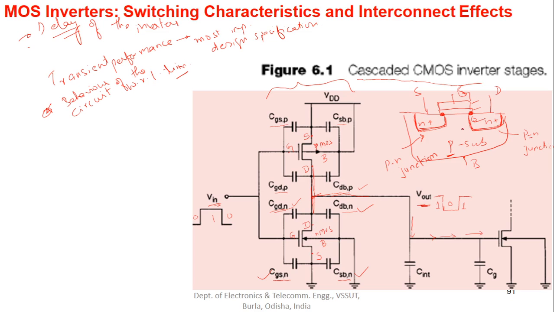Similarly, we can define the four capacitances associated with the PMOS also. It is just a matter of replacing the P substrate with N substrate, and N plus will become P plus, and we will have the same scenario here. Similarly, we can define the four capacitances for PMOS in the same fashion.